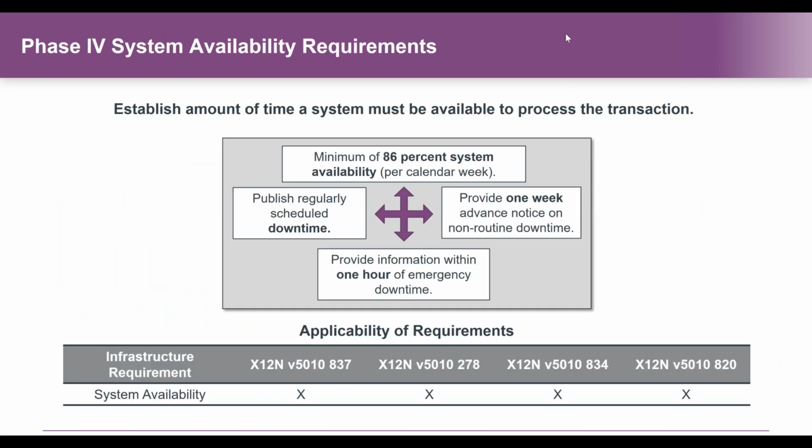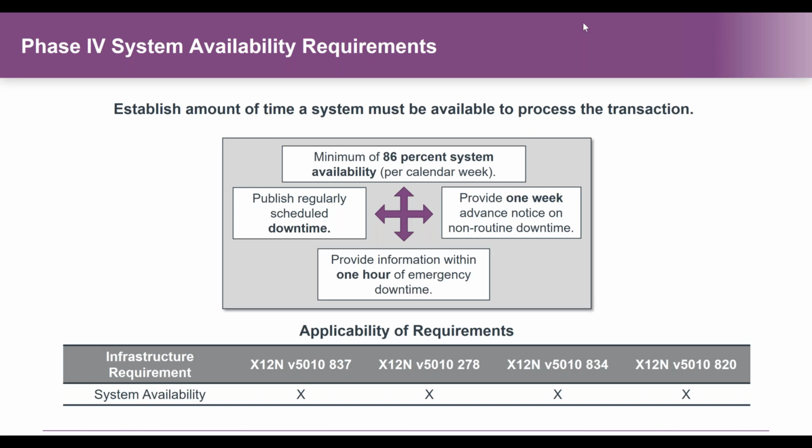Moving on to the next slide, we also have very specific system availability requirements for entities that are implementing the Phase 4 operating rules. This establishes a specific amount of time that the system must be up and available to conduct business. Healthcare is delivered 24/7, 365. Systems need to be able to conduct these transactions at a minimum amount of time. We established that minimum amount of time at 86% per calendar week. So this allows entities to have system updates on a weekly basis.